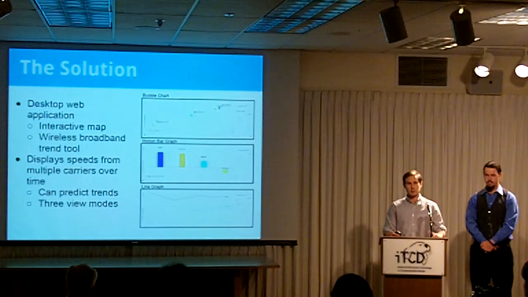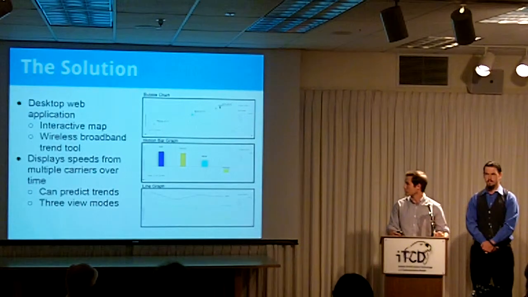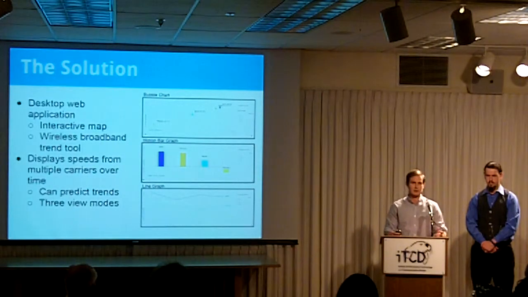Our solution was a desktop web application that includes an interactive map and the trend tool itself. This tool allows users to not only compare wireless providers, but to compare their data over time. This allows users to predict trends and make educated choices on the wireless provider that they go with.